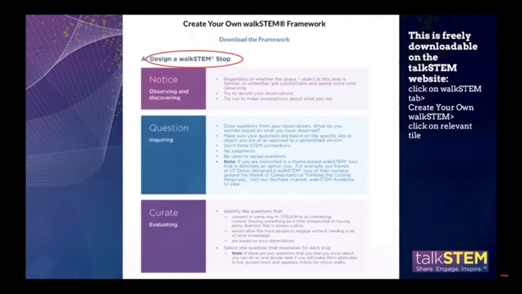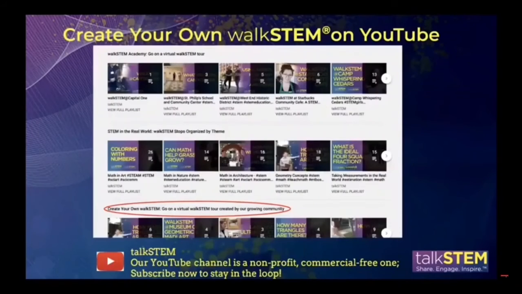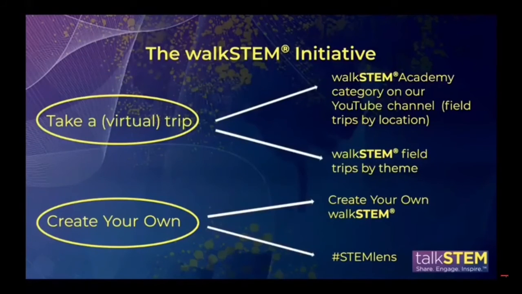So this framework with the title Design a walkSTEM Stop is at the level of a single stop, in my case, that tree. Maybe in my backyard, I decided to focus on that oak tree. I decided to focus on some artwork that I have there, and I decided to focus on a bench. That could be 3 stops that I decided to focus on in my backyard. And for each of those stops, I will have to go through these processes. All our Create Your Own walkSTEM contributions from our growing community are put in this third category in our YouTube channel. So we have covered taking a virtual trip and creating your own walkSTEM.